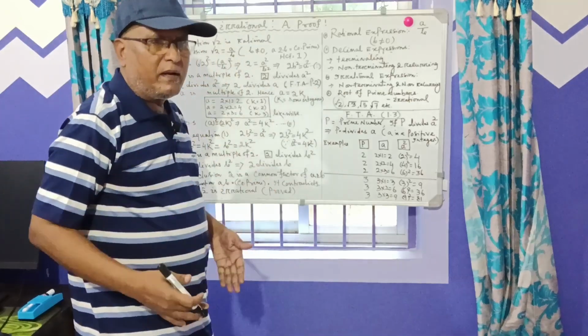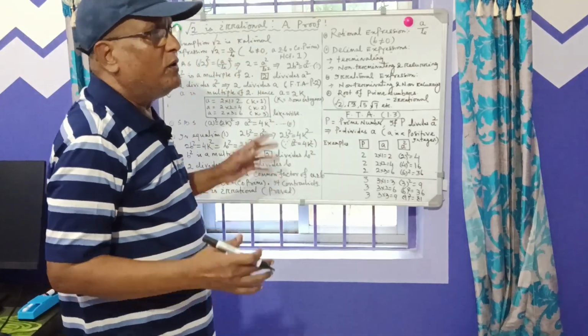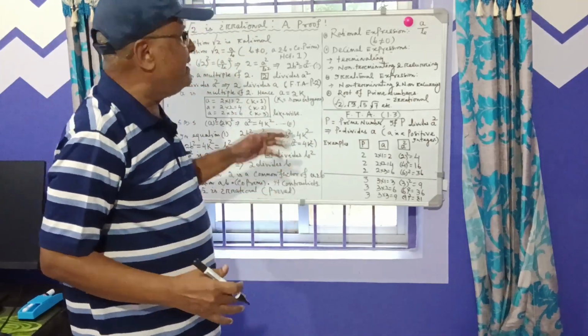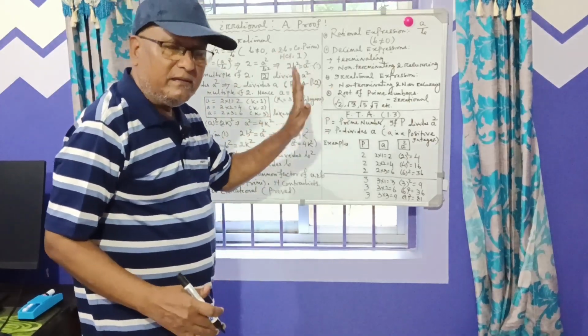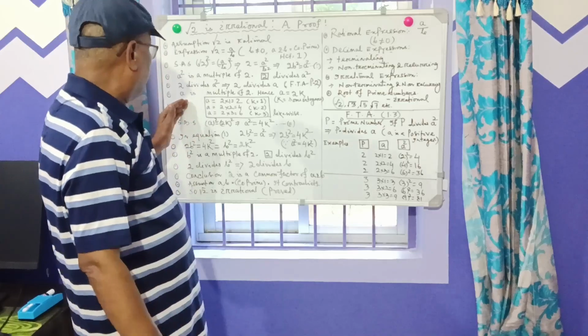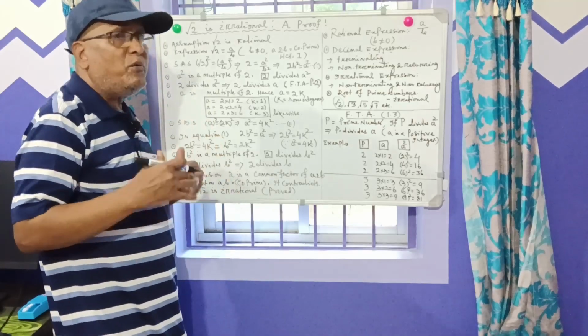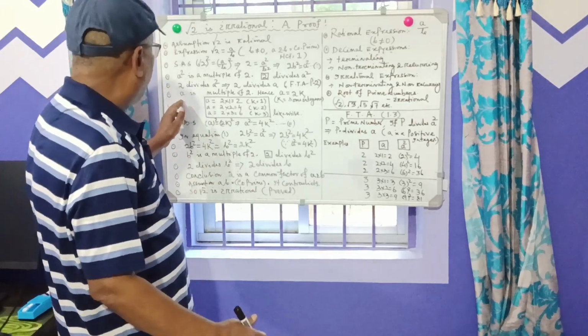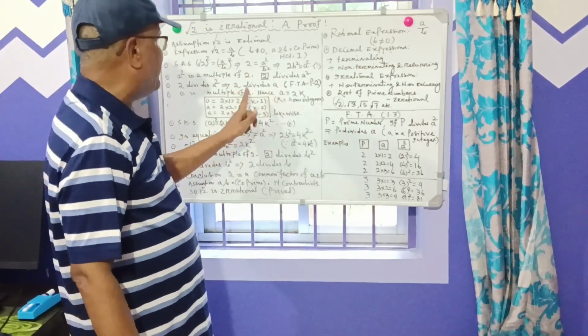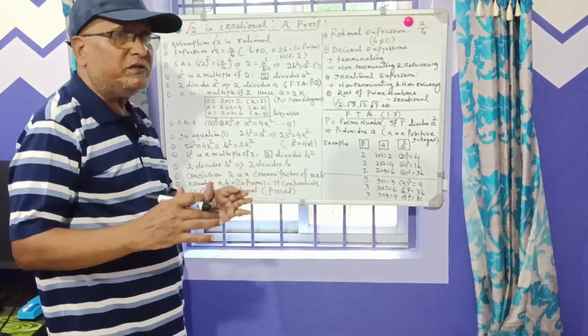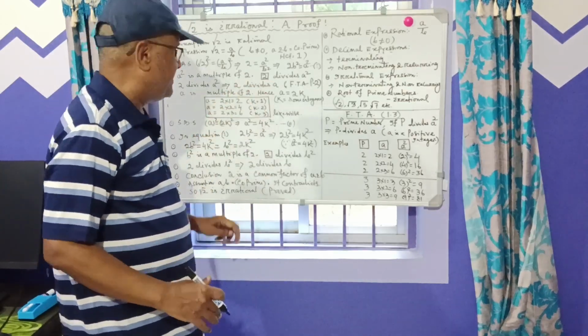Suppose we are going to prove root 3 is irrational. Then you have to write here p is 3. So now what we got? So a is a multiple of 2. Now you see, a is a multiple of 2 because 2 divides a.